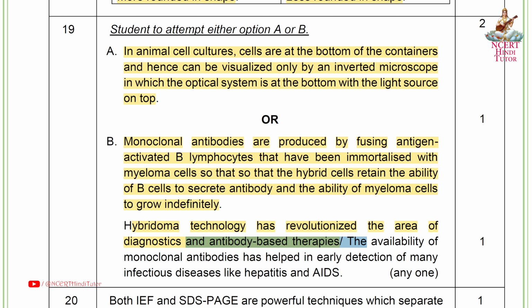The availability of monoclonal antibodies has helped in early detection of many infectious diseases like hepatitis and AIDS. So friends, you can write any one of the following.